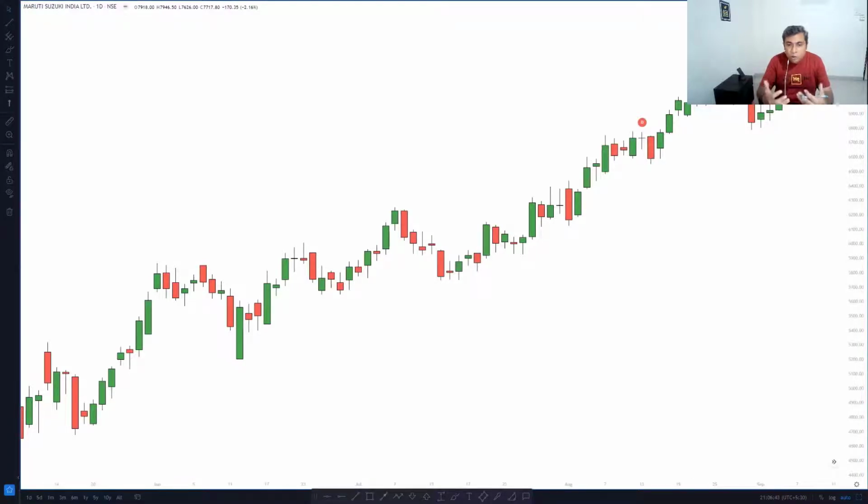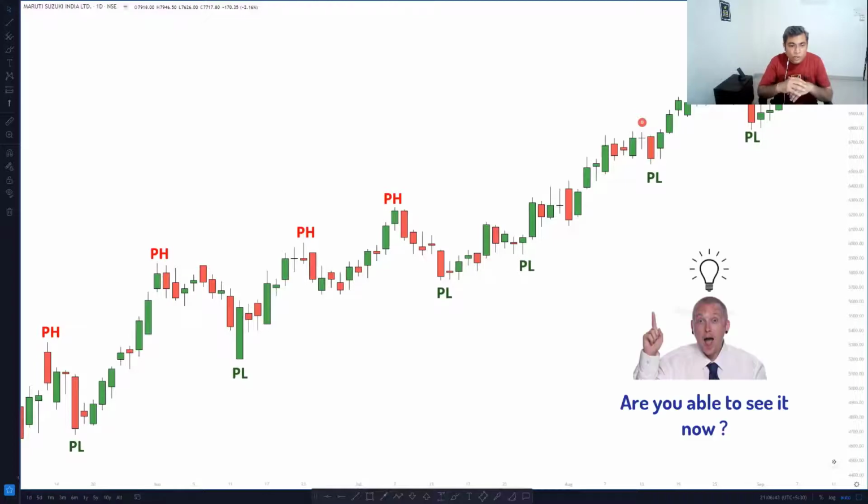I have given you the tool, I have given you the guideline, that a pivot high can only be formed when it has three lower highs to both its sides. So just have a look at this chart and mark them. Okay, now let me help you in marking these pivot highs and lows. Okay, so now as you can see, I have marked the pivot highs and pivot lows.